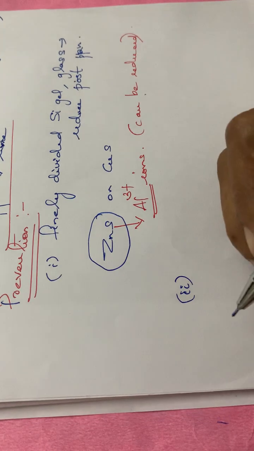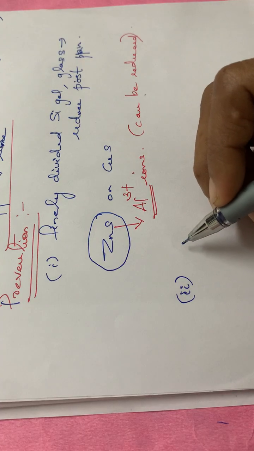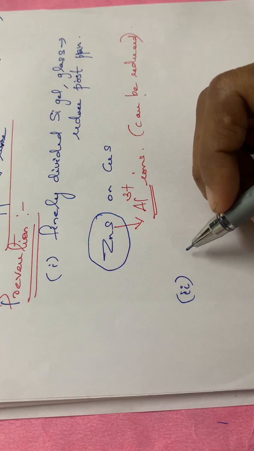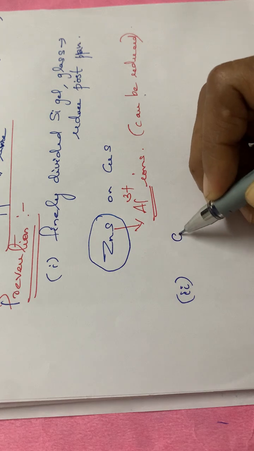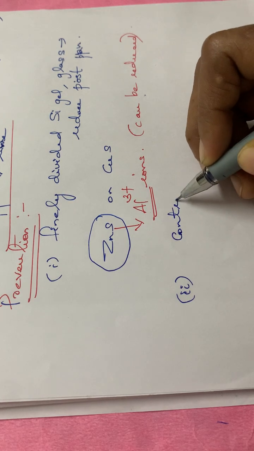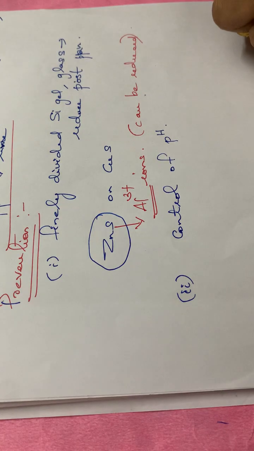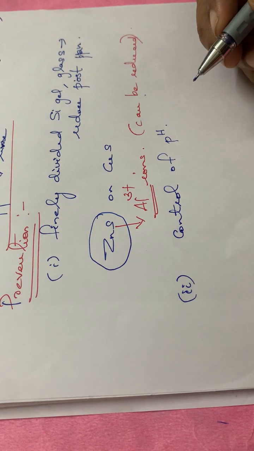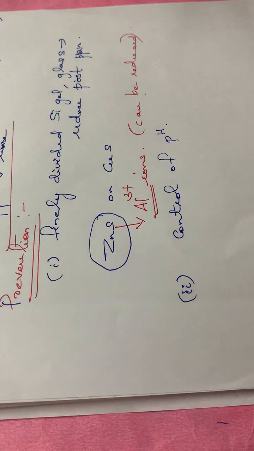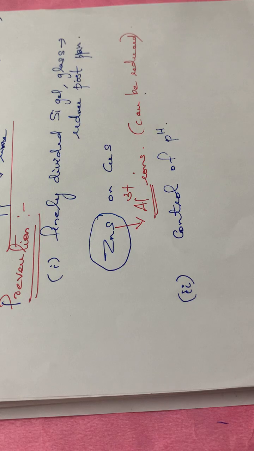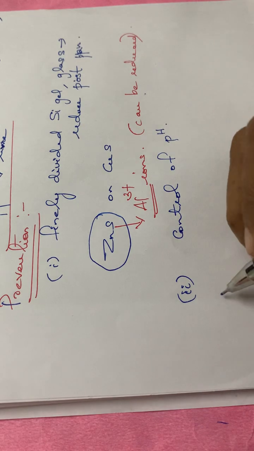Then the second one: if we control the pH, post precipitation can be reduced. We control the pH, or the pH balance, of that particular system. If it is maintained at a particular value, then we can prevent this post precipitation.